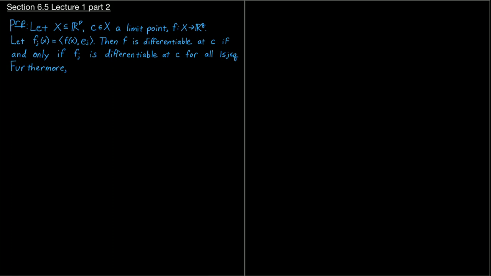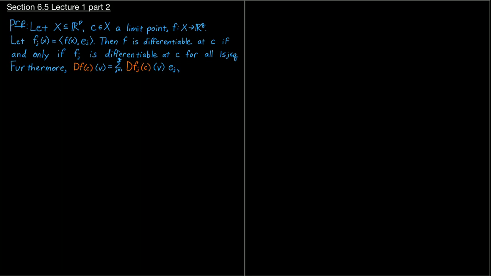And furthermore, we can write down what the derivatives are. df of C evaluated at any vector v, that's the sum from j equals 1 up to Q. Then you take the derivatives of the fj's at the point C. Remember, df sub j of C is a linear operator. You evaluate that at v because fj is mapping into the real numbers. This is a real number, so we can go ahead and multiply it by the vector ej.